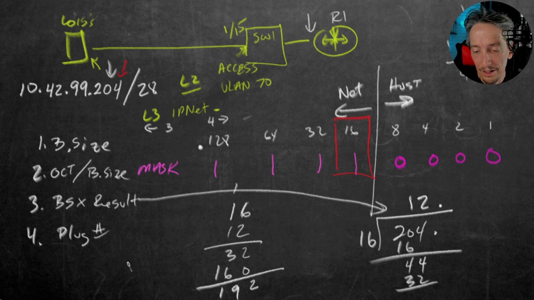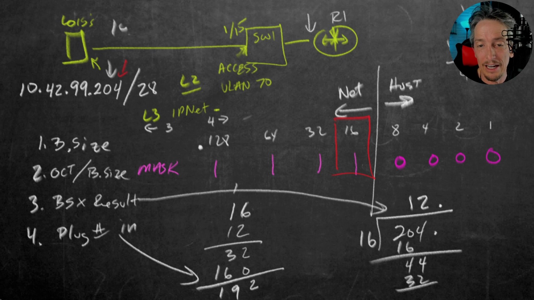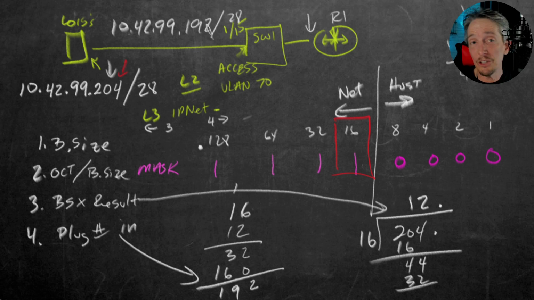Plug this number in. So this customer's IP address for this network would be 10.42.99.192 with a /28. That's the actual network. And if we wanted the first valid IP address on that 192 subnet, it would be .193.